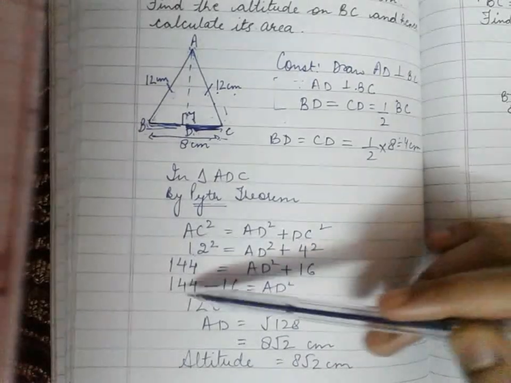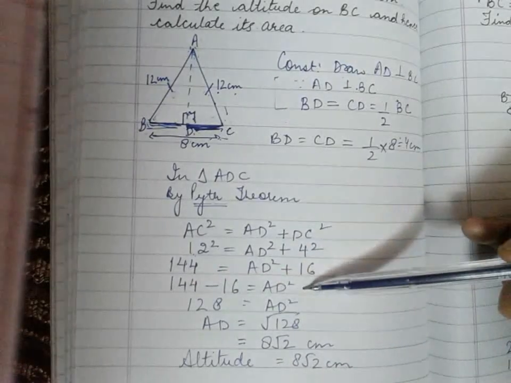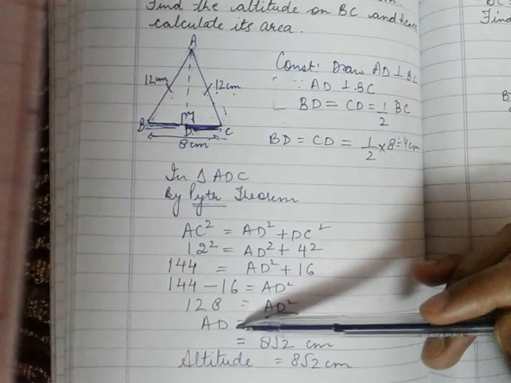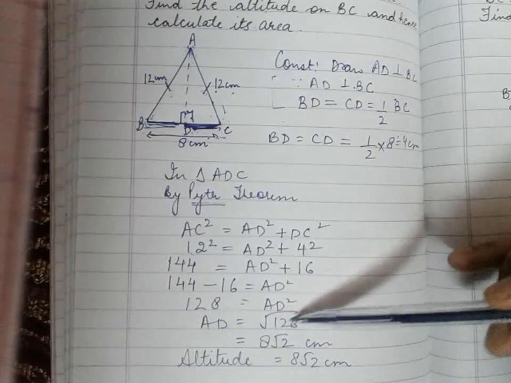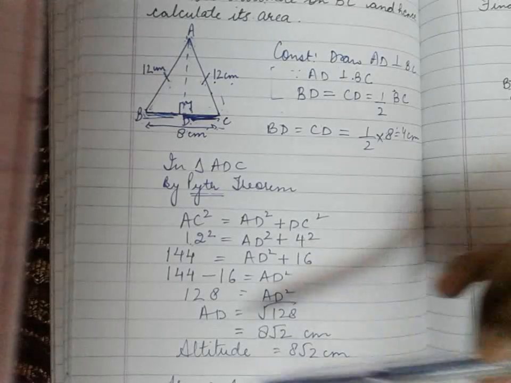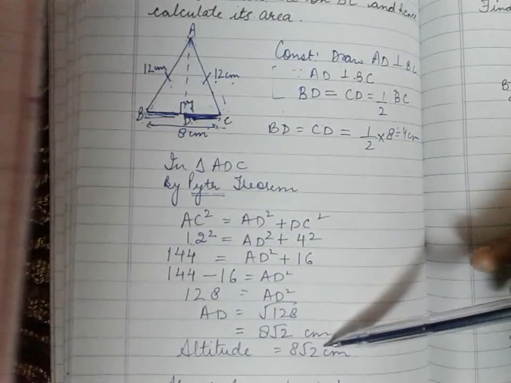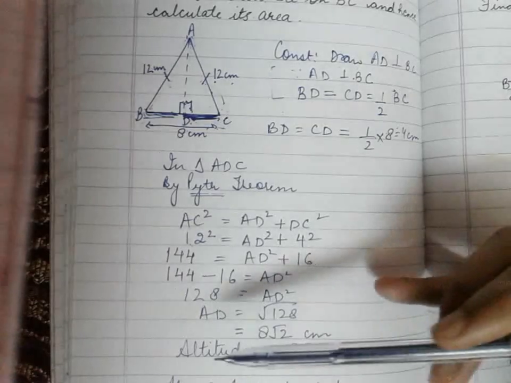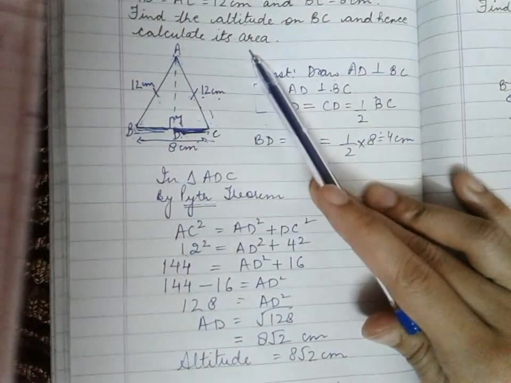Transposing 16 to the left hand side, 144 minus 16 is 128, which is equal to AD square. To find AD, we will take the square root of 128, that is 8 root 2 centimeter. Altitude is equal to 8 under root 2 centimeter. We are supposed to find the area also.